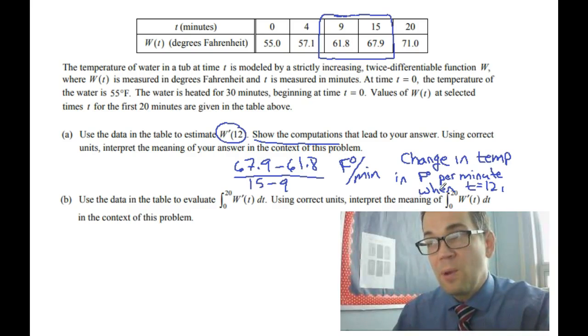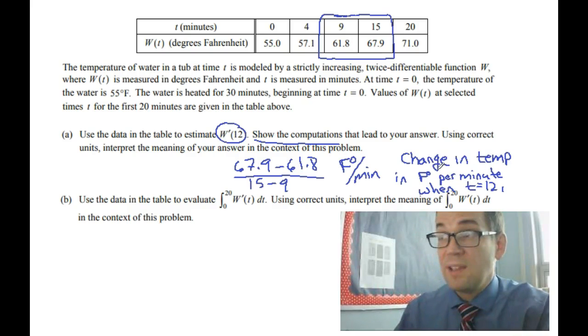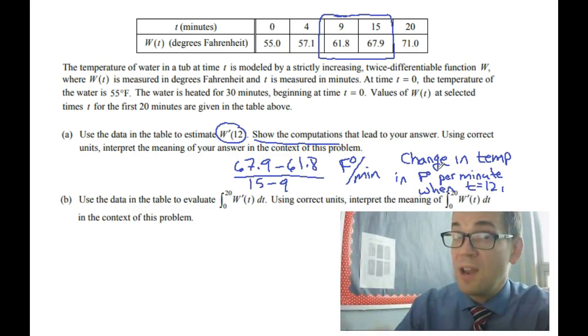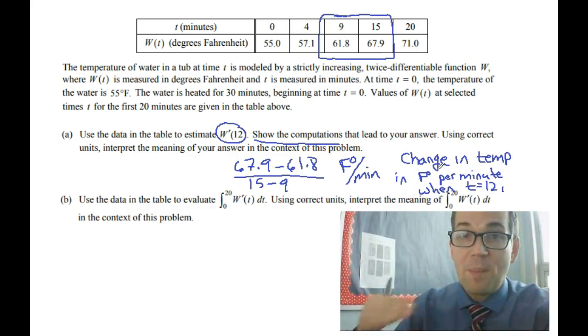So this is the sort of thing I'm going to want to write down as specific as I can. I want to say it's a change in temperature in degrees Fahrenheit per minute, specifically when t equals 12. That shows the AP grader that I definitely know W prime of 12 represents the change in temperature at time 12.